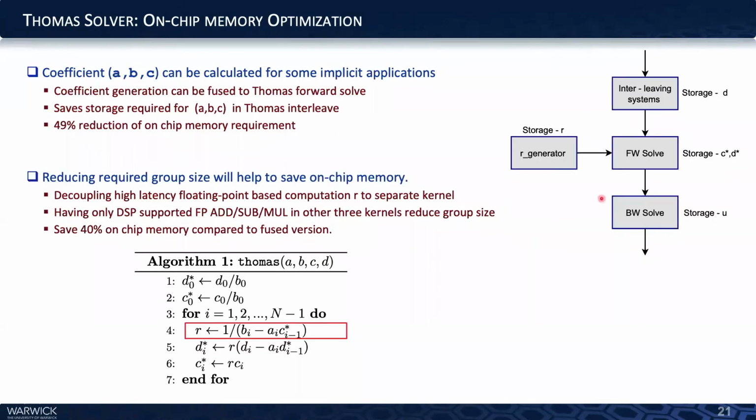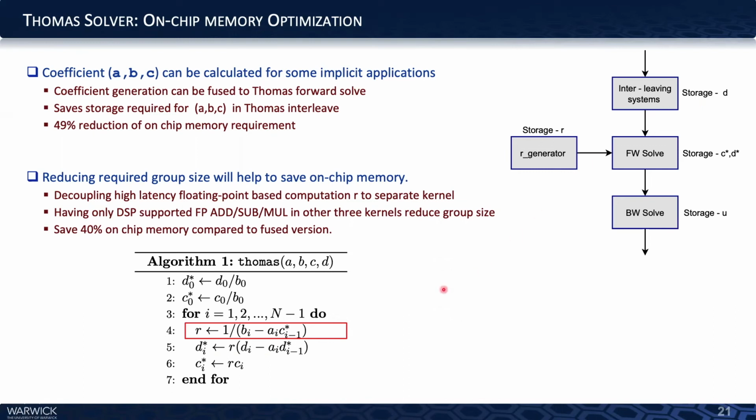Let's look at an optimization to save on-chip memory. In a subset of implicit applications, we can internally generate the coefficients. In that case, coefficient generation can be fused with the forward solve kernel to save storage required for the coefficients A, B, C in the interleaving system kernel. This will save 49% of on-chip memory based on group size for the target Intel FPGA D5005. Forward solve requires a significantly larger group size because of the slow floating point division operation, which is not natively supported on Intel FPGAs. Since storage for D, C star, D star requires the same group size, we can save on-chip memory by having a smaller group size.